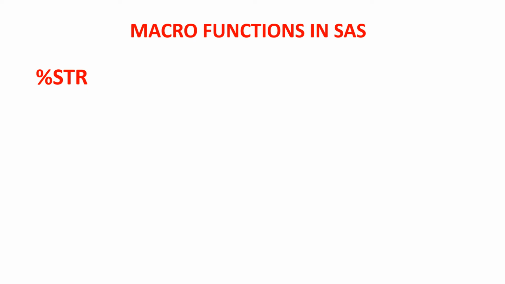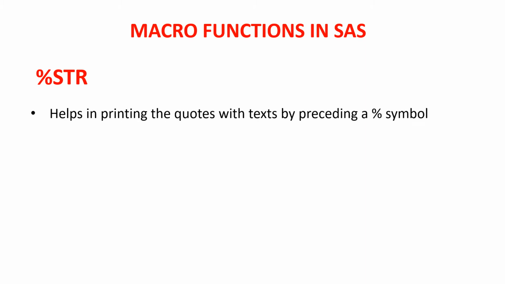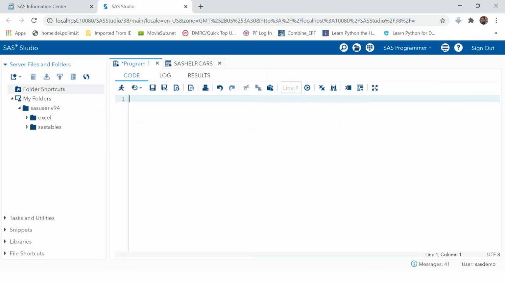So let's see the first use of STR. The very first use is that it helps in printing quotes with text by preceding a percent symbol. Meaning, if you want to store some text in a macro variable which contains a quote, you can do that with the help of a percent symbol, which must be preceded, and with the use of %STR. Let's see it with an example. So here I'm going to create a variable var, so this kind of macro variable I want to create.